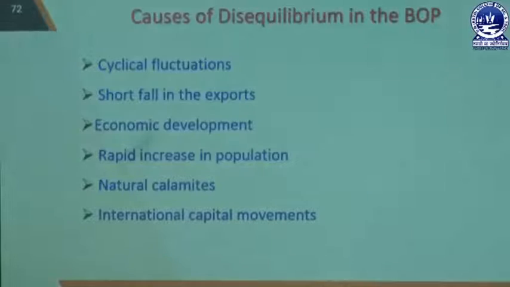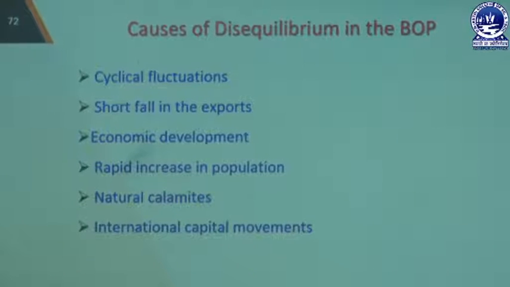Next is shortfall in the exports. What is shortfall in the exports? Every country imports and exports goods and services. When a country has fewer exports in comparison to its imports of goods and services, or when the country's production of goods is less and it exports fewer goods and services to other countries, that is known as shortfall in export of goods, and that is another reason for disequilibrium of balance of payment.